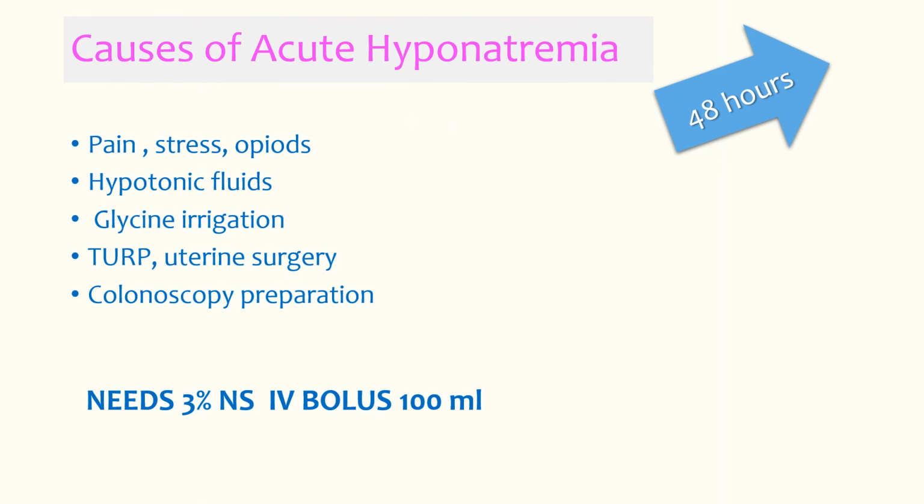Then acute hyponatremia has to be treated acutely with 3% normal saline, because I showed you it causes brain edema, and these are some of the conditions which can cause acute hyponatremia. So any hyponatremia which is known to occur within 48 hours has to be treated urgently because there is risk of brain herniation.